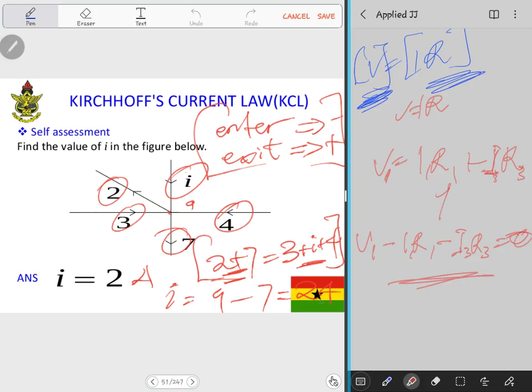So it's the same as this thing. The same thing, no difference. Just that the direction is what makes one group positive and the other group negative.